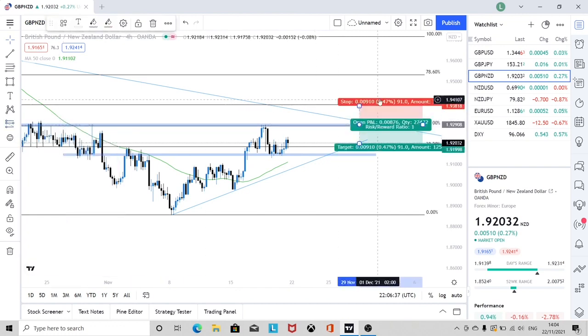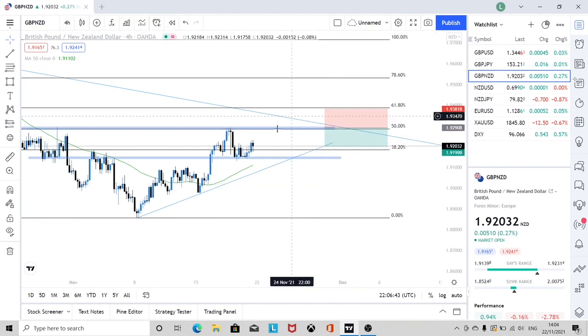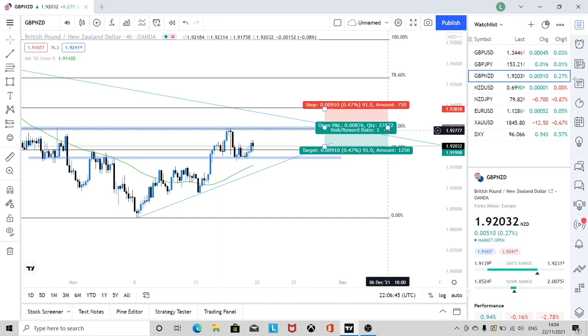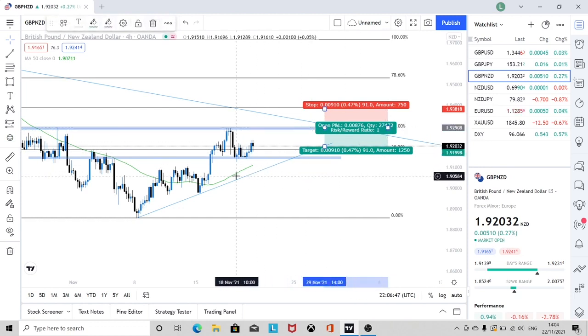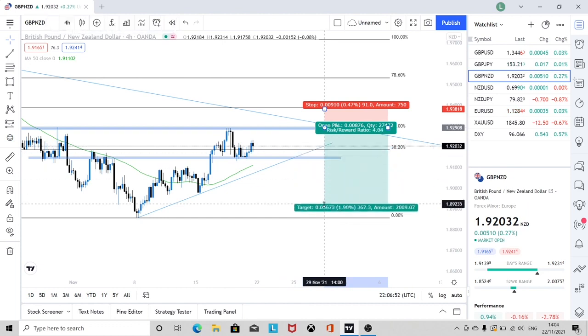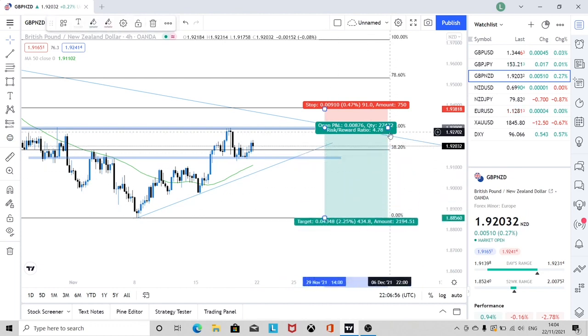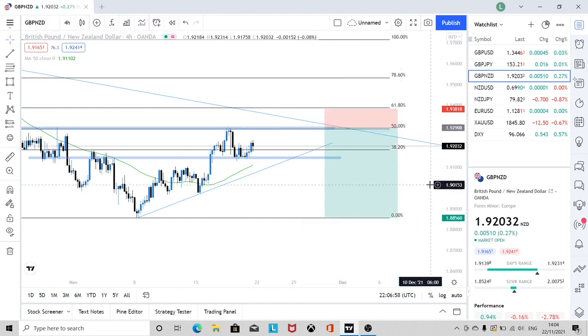So we could get a really nice entry here. We've also respected the trend line. We've respected our resistance here, and we've also respected the 50% retracement. I wouldn't be looking to target these lows. I would look to target all the way at least back down here for a 1 to 4, because we are once again very bearish on this pair.